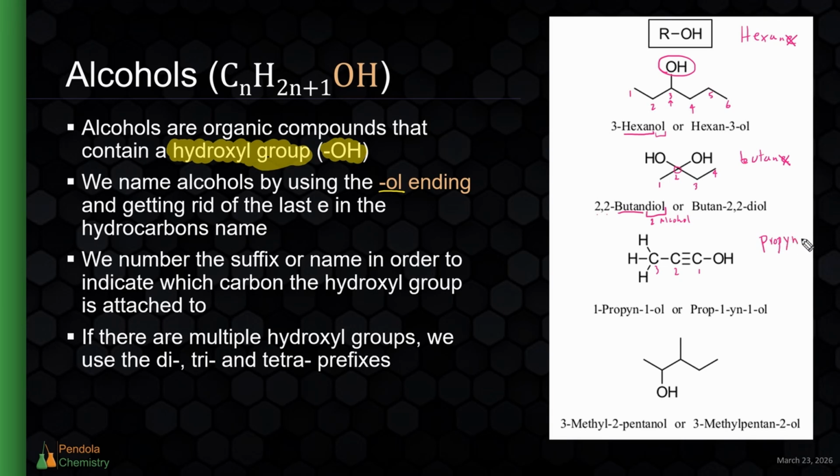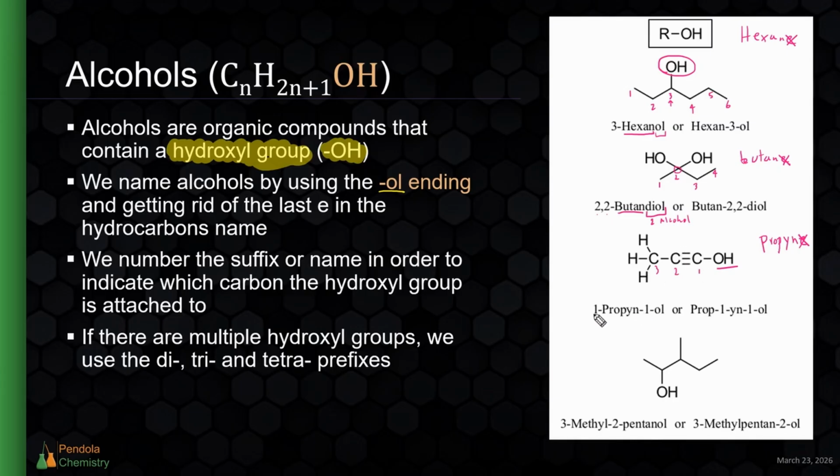So propyne would be the 3 carbons with the triple bond. We drop the E, so we get propene, 1-ol, because we have that alcohol, that OH on carbon 1. Now this one was a little different because we do have a second functional group, which is a triple bond, which is a yne.